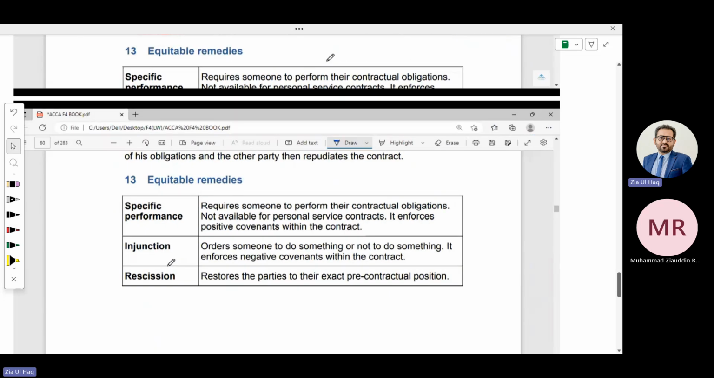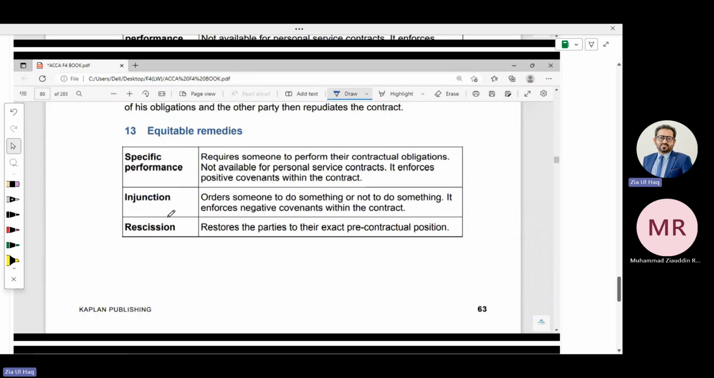What are the equitable remedies? Equitable remedies mean that it will be decided by the court. In case of breach of contract, what could be the remedy for the innocent party? That will be decided by the court, and equitable remedies are of three types: specific performance, injunction, and rescission.